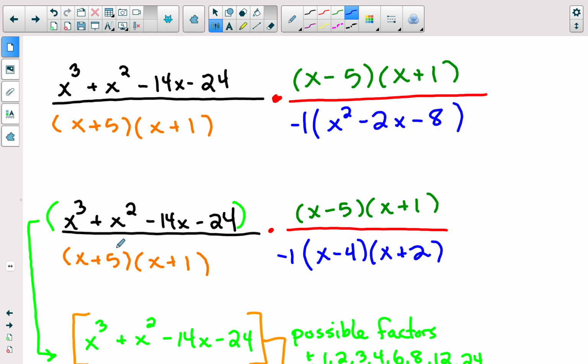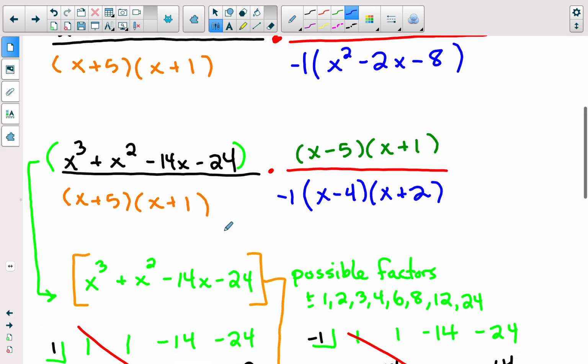4, -1, -5, to help us reduce this list, because this constant here is -24, and look at all the factors it has. Plus or minus 1, 2, 3, 4, 6, 8, 12, 24. That is a significant number of test factors.